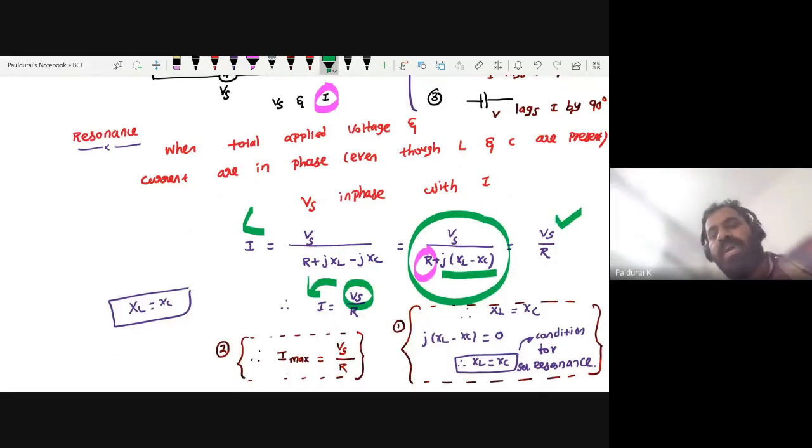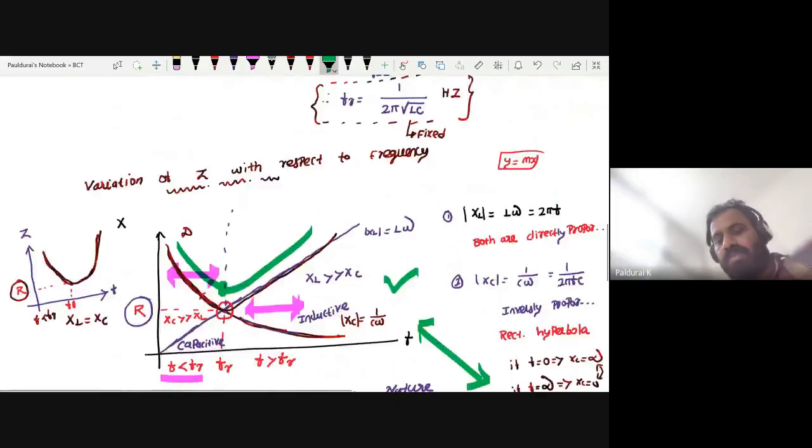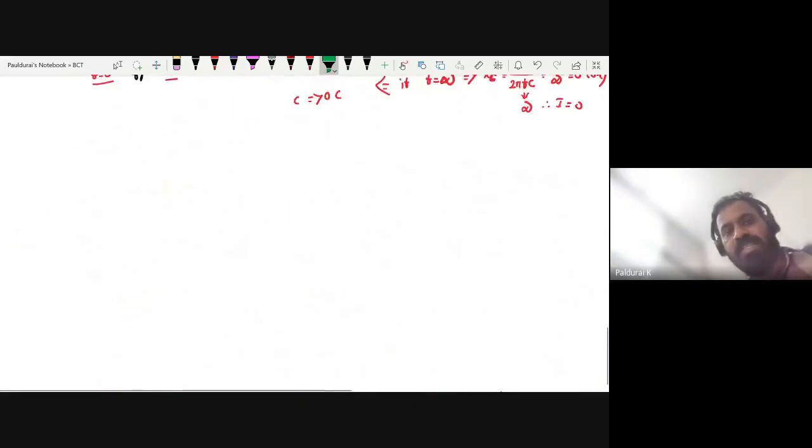Now based on this concept, we will solve some four problems. Then you will understand and get clarity. Take example one.